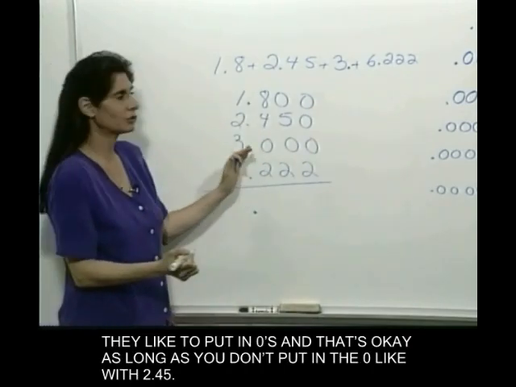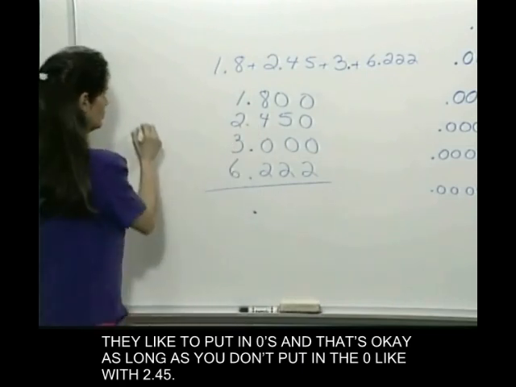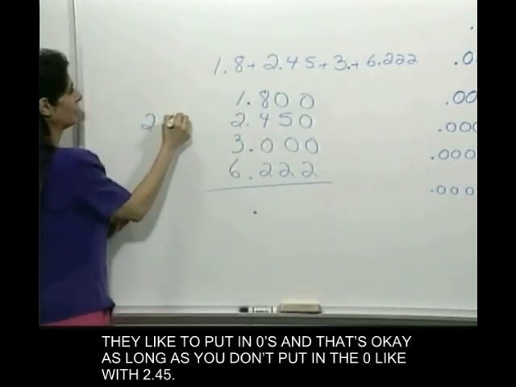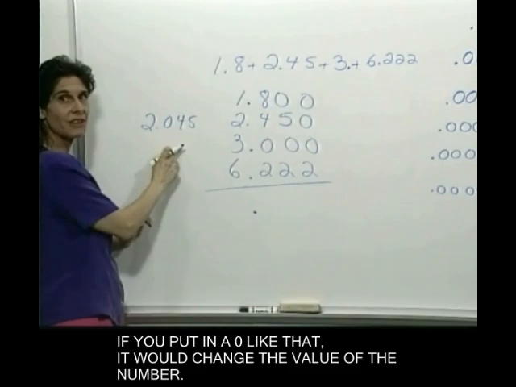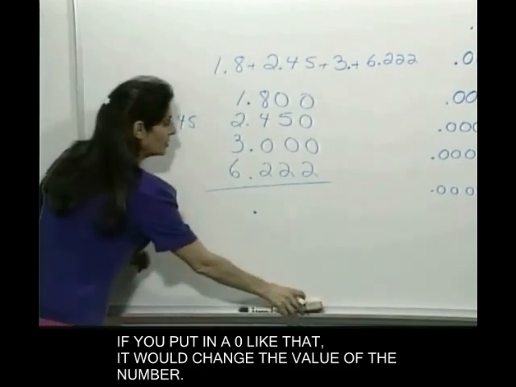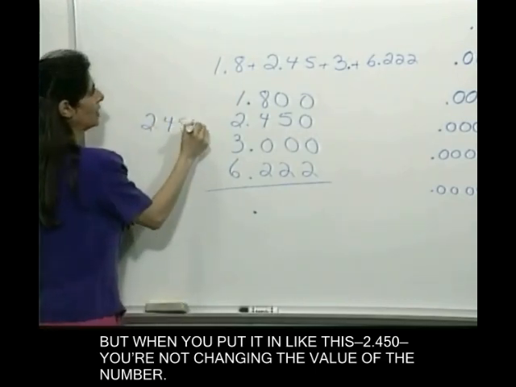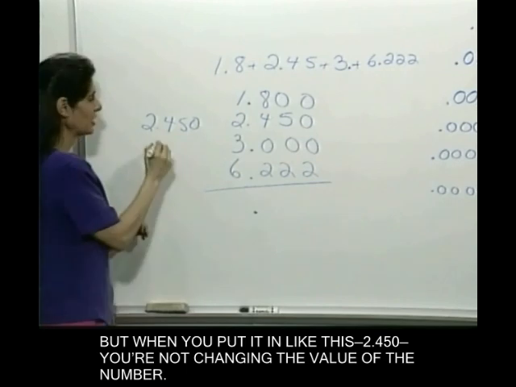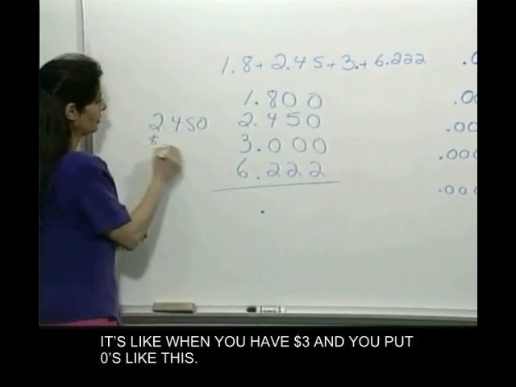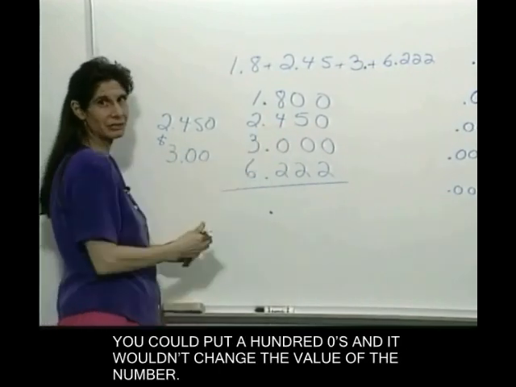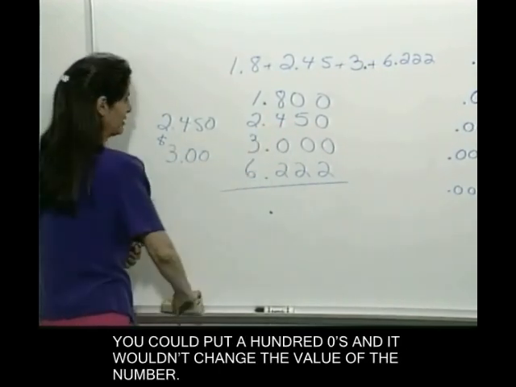That's okay as long as you don't put in the zero like with 2 and 4500ths. If you put a zero like that, it would change the value of the number. But when you put it in like this, 2450, you're not changing the value of the number. It's like when you have $3 and you put zeros like this. You could put 100 zeros and it wouldn't change the value of the number.